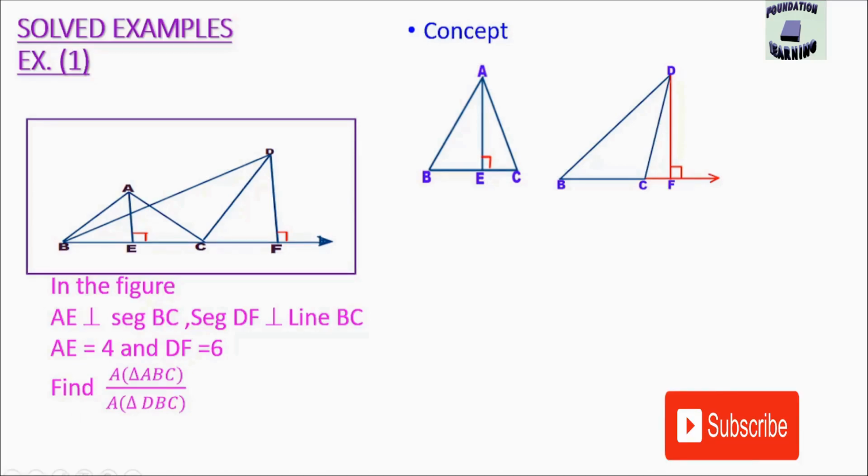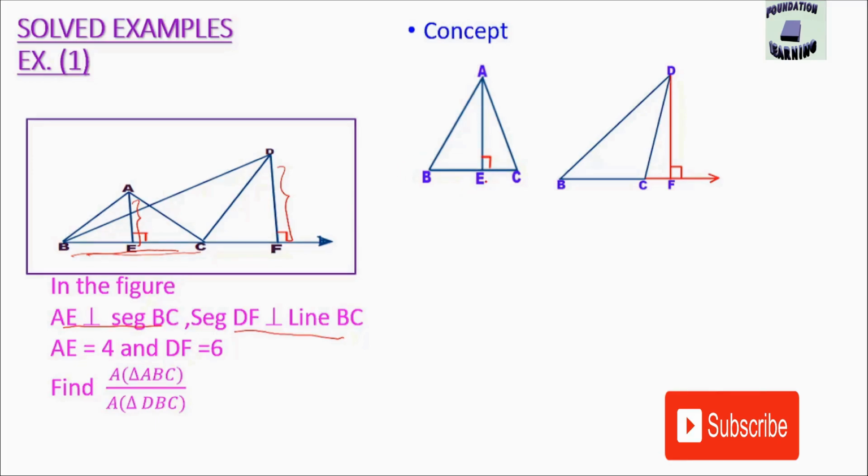Solved example 1. In this figure, we have AE perpendicular to BC. BC is down here. And DF is perpendicular to line BC. DF is outside and line BC is here. Now we'll draw the diagram separately.